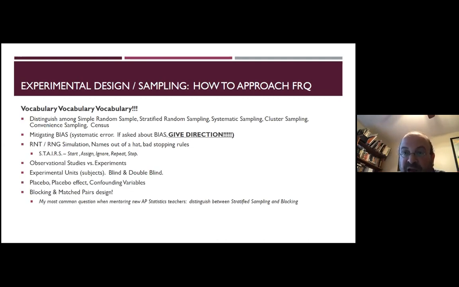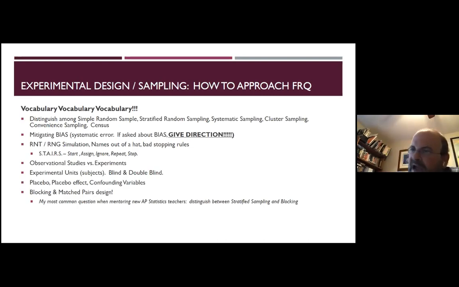We want to be able to talk about observational studies versus experiments. We want to be able to talk about experimental units. If they are humans, they are subjects, as well as experiments that are blind and double blind. This is all vocabulary that students should just come in armed, ready to use and ready to talk about. Placebo, the placebo effect. We'll talk about confounding variables in about five minutes.